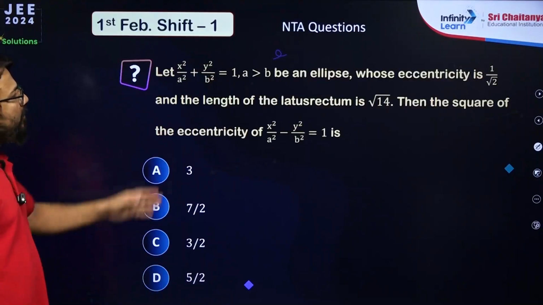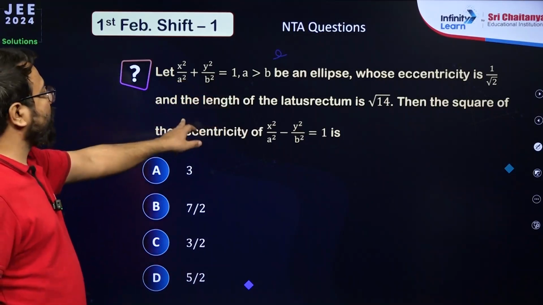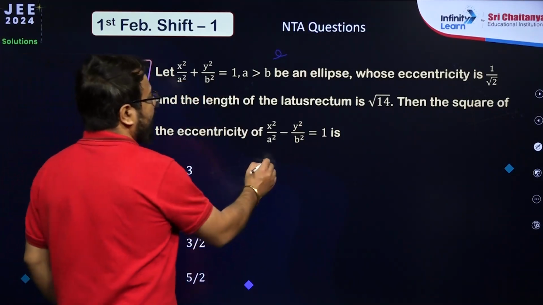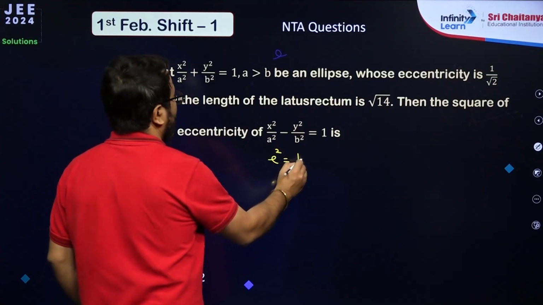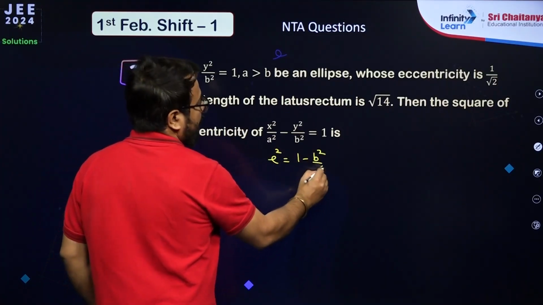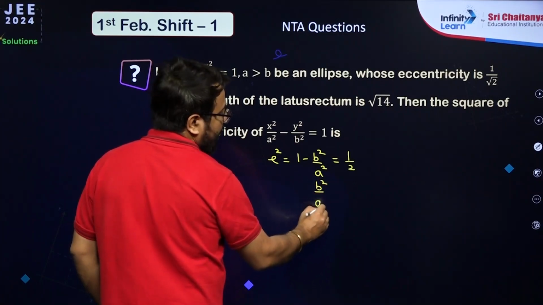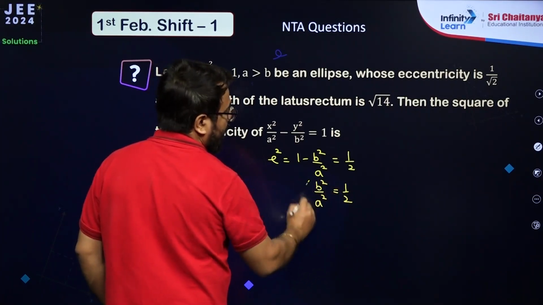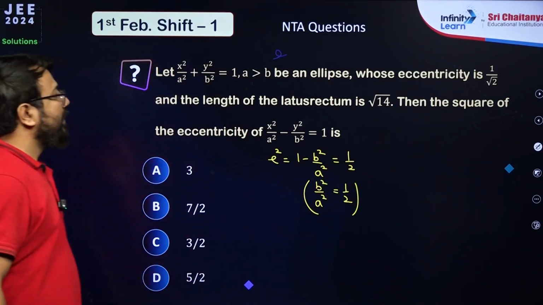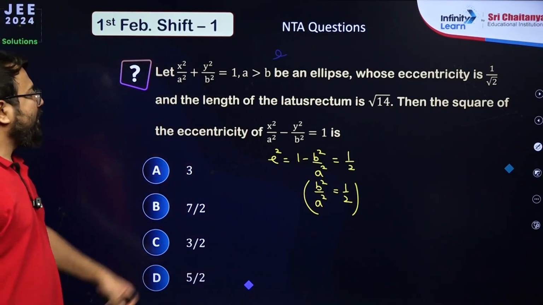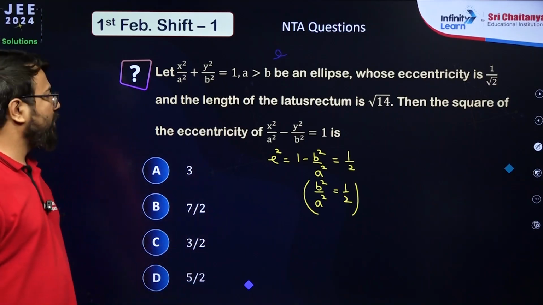Moving ahead to the next problem, this is an ellipse whose eccentricity is 1 by root 2, and I will write here e square will be 1 minus b square over a square. So that will be 1 by 2. So b square over a square will be 1 by 2. I hope you are able to understand. Length of LR is also given, and they are asking the eccentricity of this hyperbola.